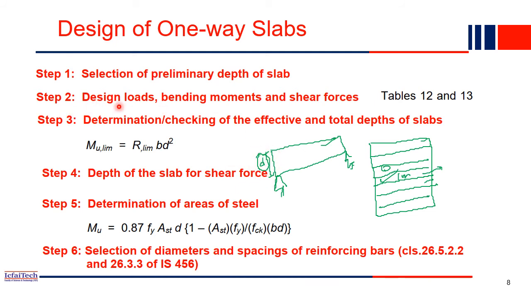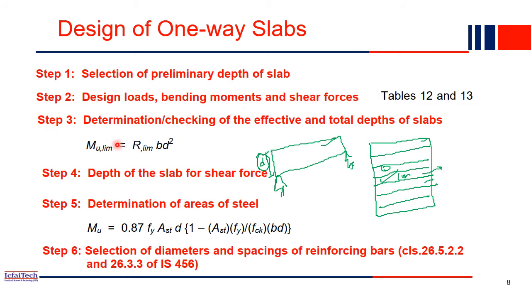Now step 2 is the dead load, the design loads, bending moment and shear force, from IS 456 that I mentioned on the last slide only. Table numbers 12 and 13 give the bending moment and shear force coefficients. Based on that we have to find out the design shear force, design bending moment, all these things. That is our step 2. So step 1 is finding out the D value. Step 2 is finding out the loads, bending moment, shear forces, everything.